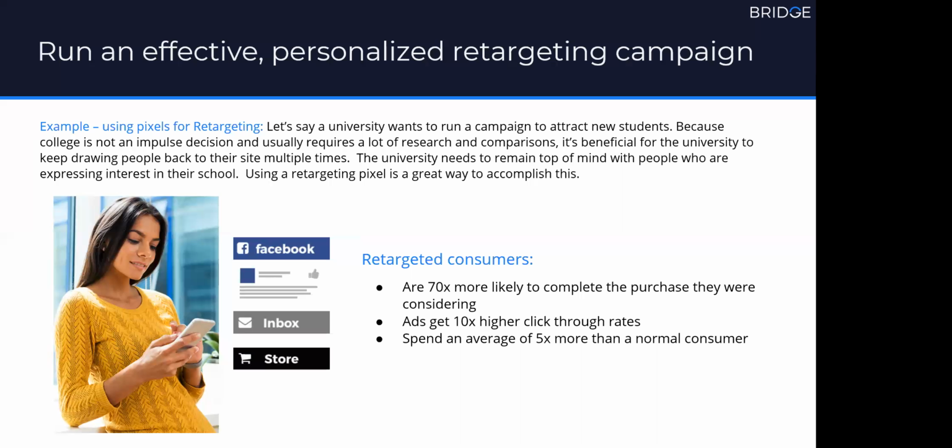Here are some important things to know about retargeting pixels. Retargeted consumers are 70 times more likely to complete the purchase they were considering. Retargeting ads get 10 times higher click-through rates. And retargeted consumers spend an average of 5 times more than the normal consumer. The biggest benefit of a retargeting pixel is that it can be very effective in bringing people back to a website, which significantly increases the chances that they'll convert.